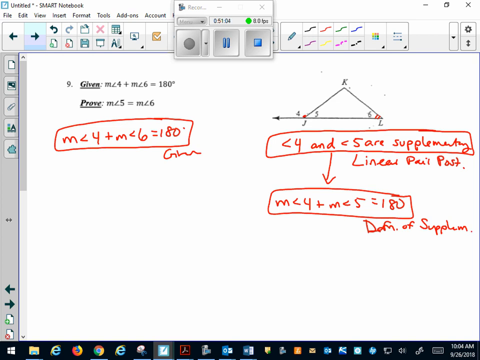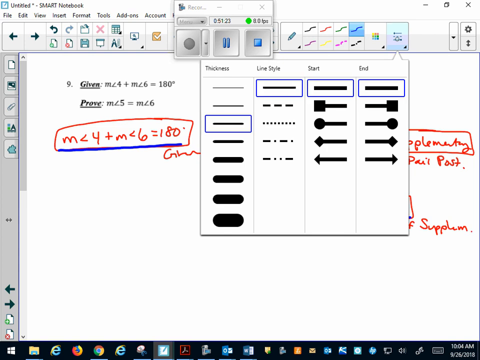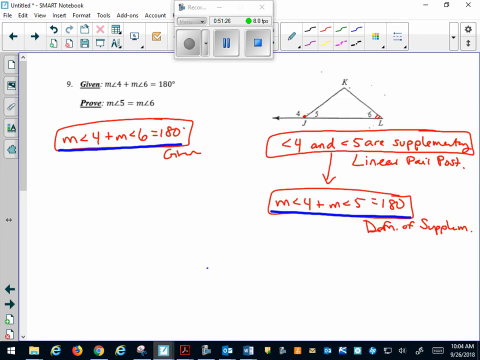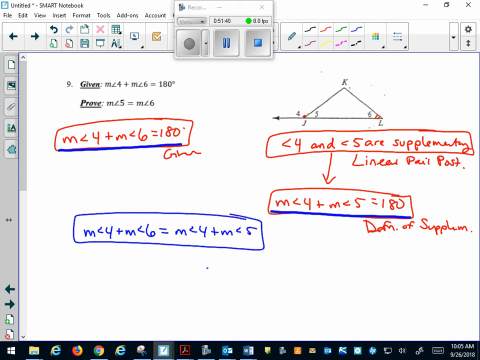Now, this is that second starred statement that I said will make more sense later. When you have two statements that are both equal to the same value. You see here this is equal to 180 and this here is equal to 180. They're both equal to the same value. Then you can set these two equal to each other by substitution. So you're going to say measure of angle 4 plus measure of angle 6 equals the measure of angle 4 plus the measure of angle 5. By substitution.